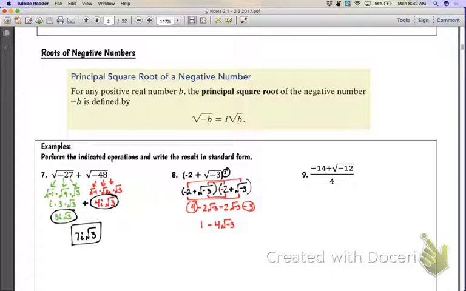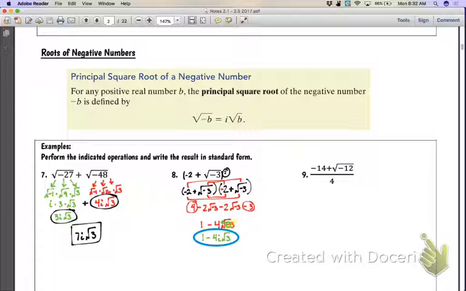Now, I'm not finished because what can I not have underneath the radical? Can't have a negative. So what's going to happen with that negative? Where's it going to go? It's going to come out and be an I. So I'm just going to have 1 minus 4I times the square root of 3. The biggest thing I can tell you is taking your time with your radicals or with the I and not getting in too big of a hurry and making a silly mistake.